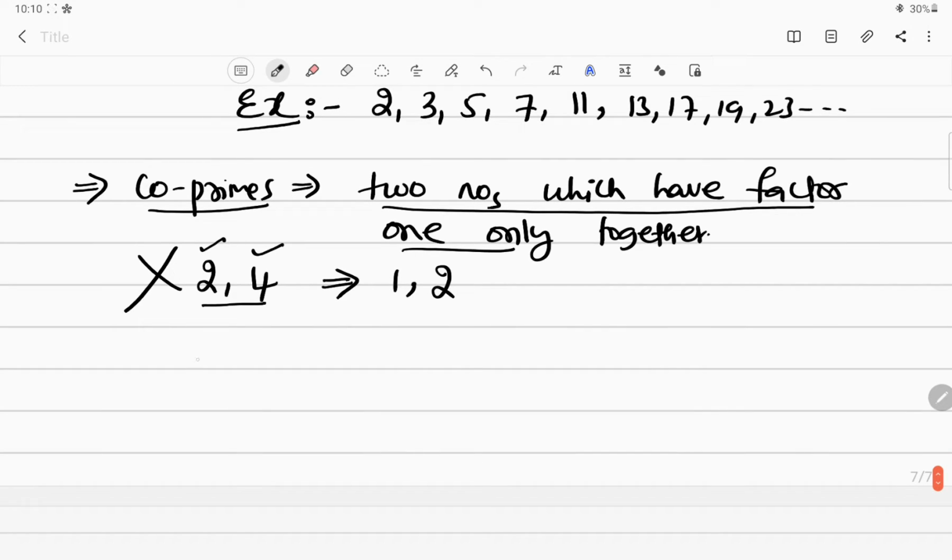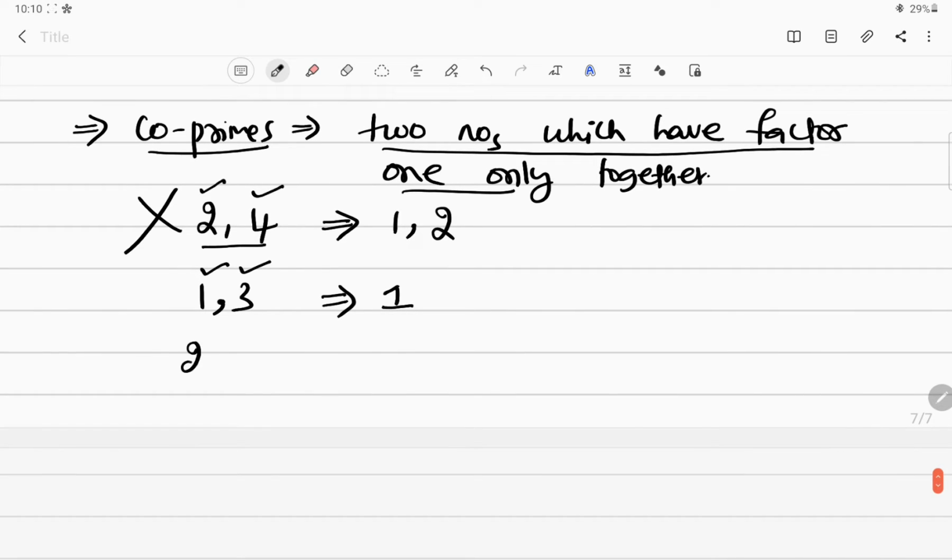I mean to say, for example, if I take 1 and 3, what is the factor of 1 and 3? 1 is the only factor. Are you understanding what I am trying to say? For example, if you take 21 and 23, what is the common factor of both numbers? 1 only. Is there any number other than 1 which divides 21 and 23 together?